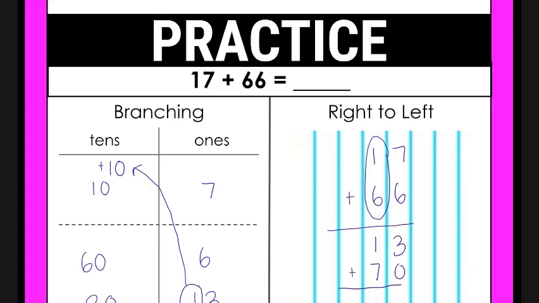All right, now I need to combine my ones together and my tens together. So 70 plus 13 is 83. Let's come over and check it over here. I have my 80 plus my 3. I got the same answer, so 17 plus 66 is equal to 83.